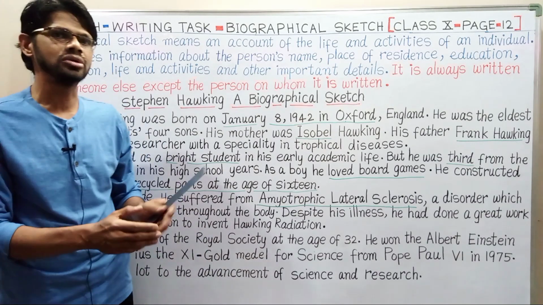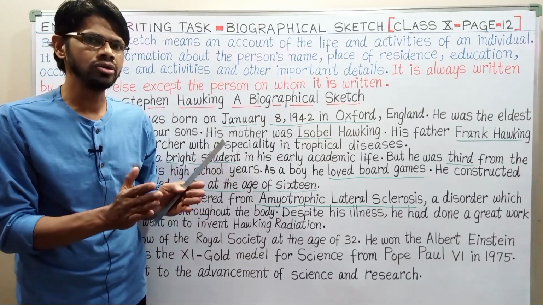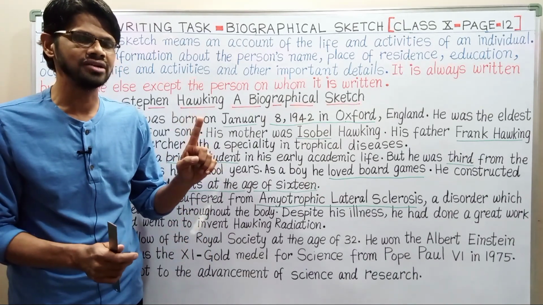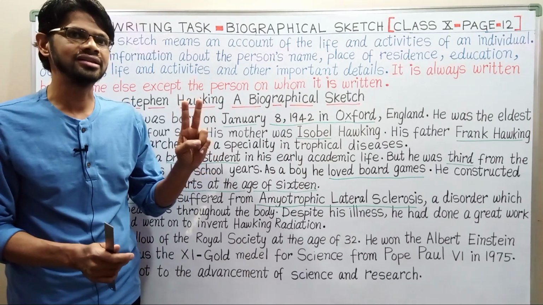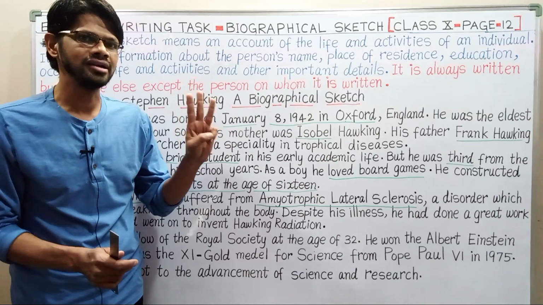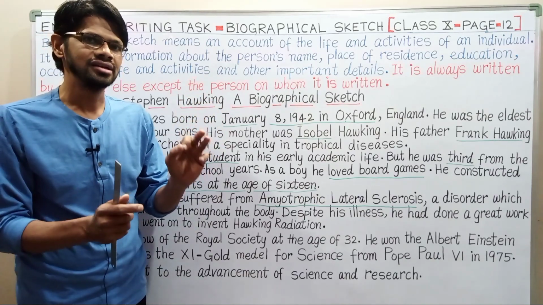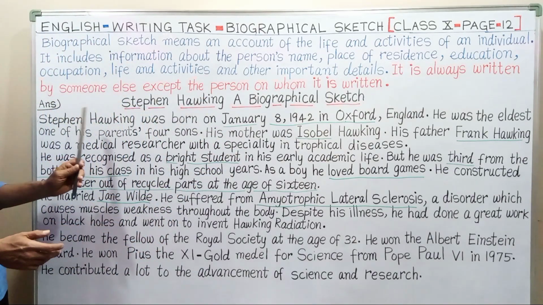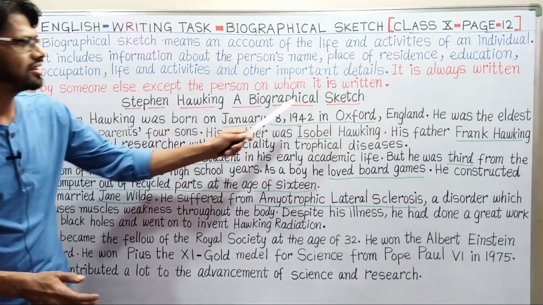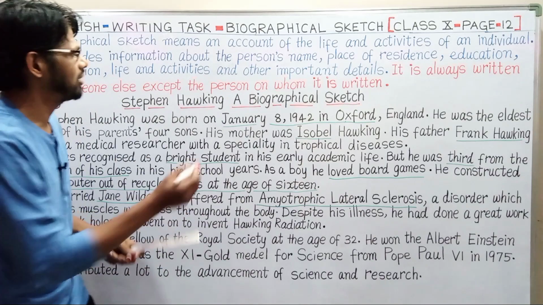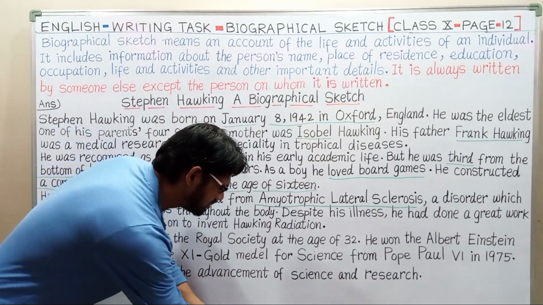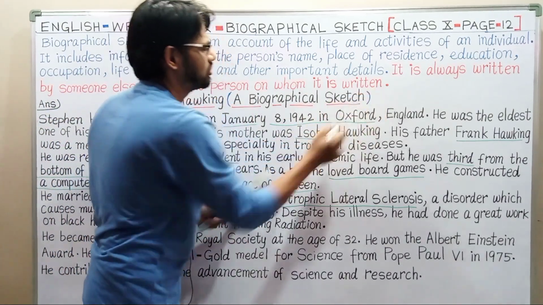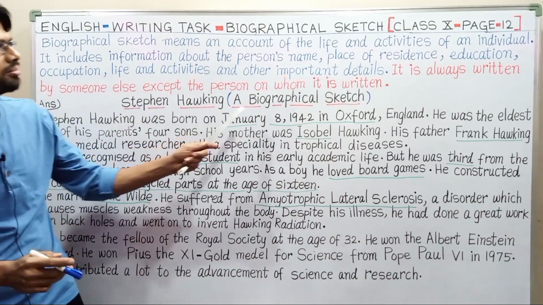Now, the information we have to write in chronological order, or chronological sequence. First thing, chronological sequence. Second thing, accuracy. And third thing, there should not be grammatical mistakes, and we have to write correct structures of sentences. Let us learn here. So here the answer will be like this: Stephen Hawking, a biographical sketch. So we are writing the main heading in this way, in the middle of the page: Stephen Hawking, a biographical sketch.